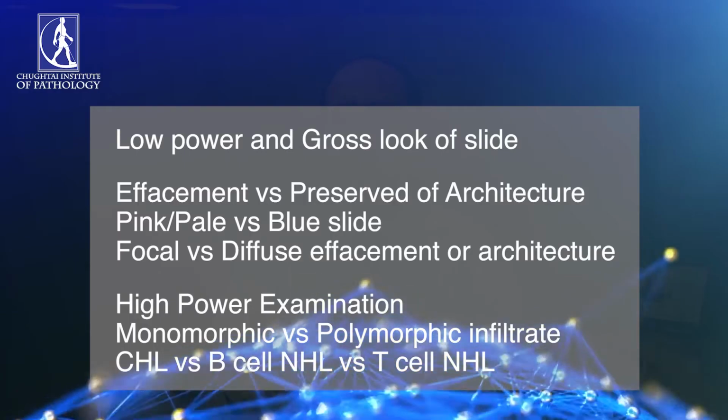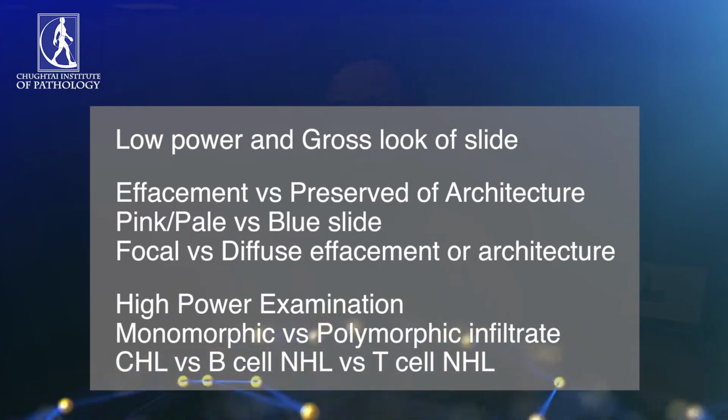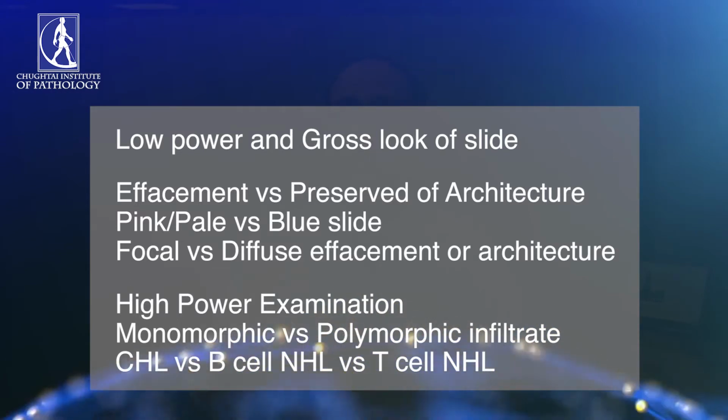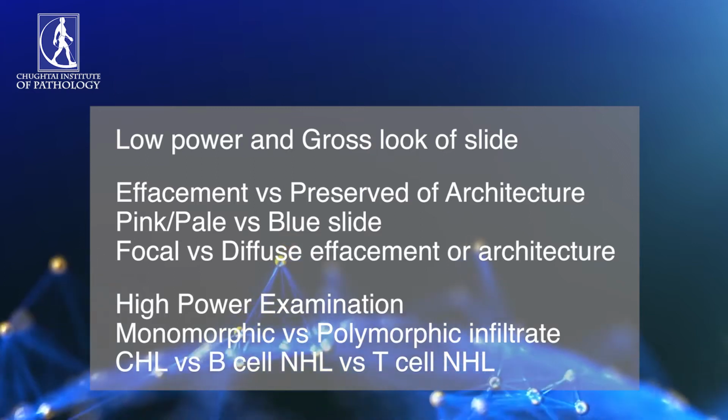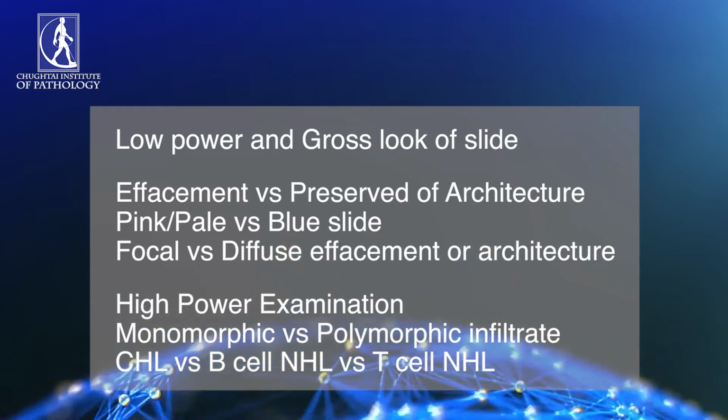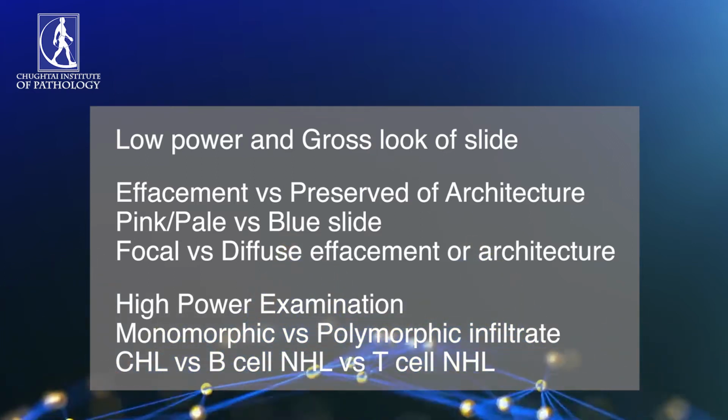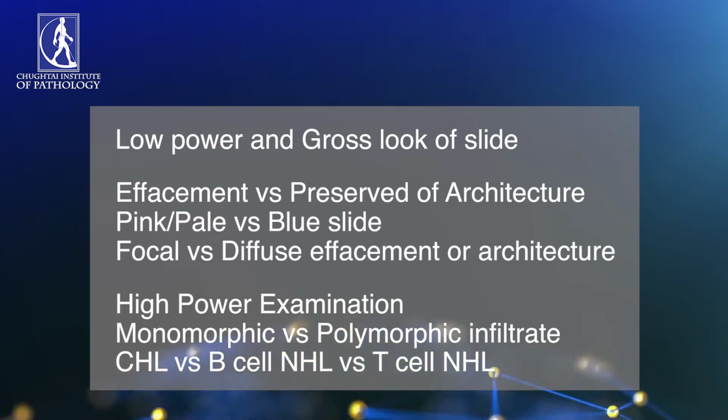Then you need to go to high power, and on high power, if you see a monomorphic population of cells, that the cells look alike, it means you are dealing with a case of B cell non-Hodgkin lymphoma. And if the cells are polymorphic, I mean cells are of different sizes and there is a different population of cells, most likely you are dealing with a case of classic Hodgkin lymphoma or T cell non-Hodgkin lymphoma.